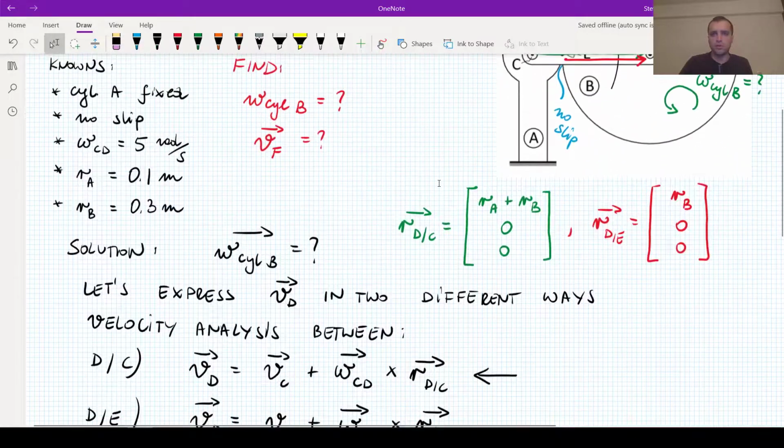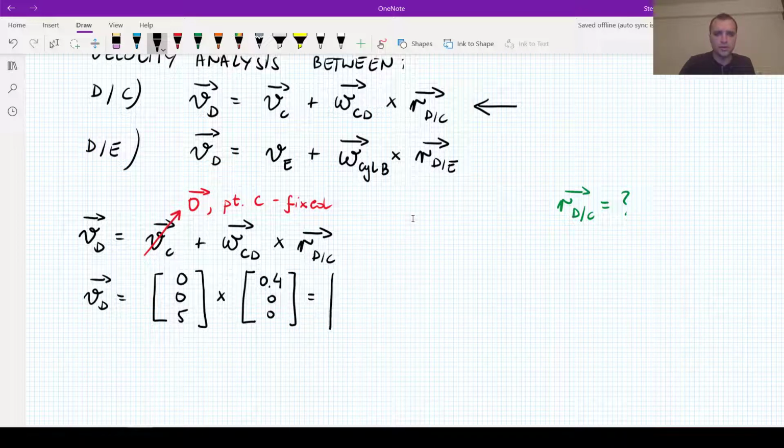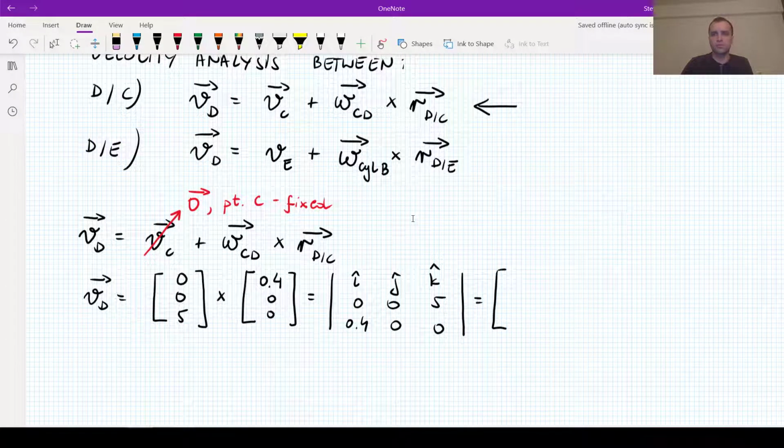And by the way, how much was RA? It was 0.1 and RB was 0.3. Aha, so their sum will be 0.4. Okay, let's write our determinant. I, J, K, 0, 0, 5, 0.4, 0, 0. And this is equal to 0 here, this is 2, and this is 0 meters per second.